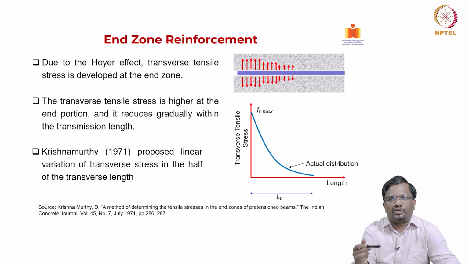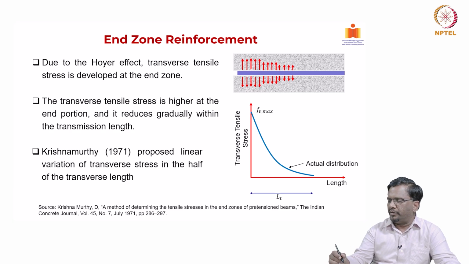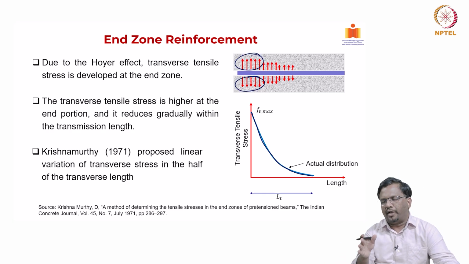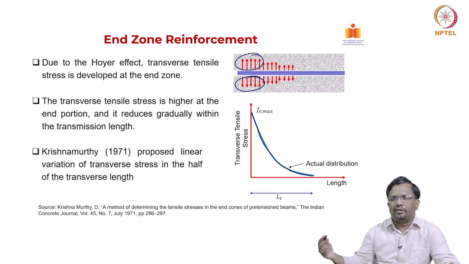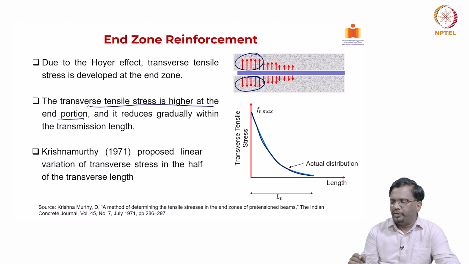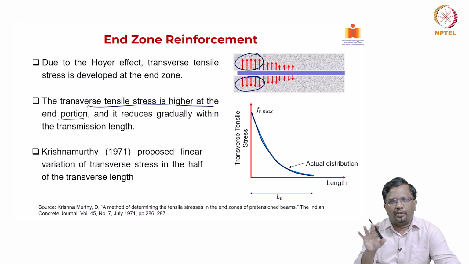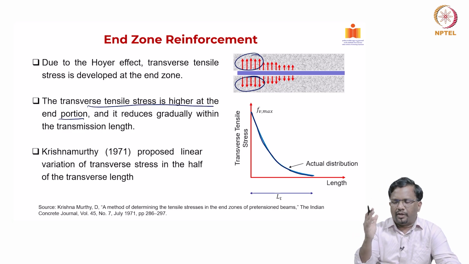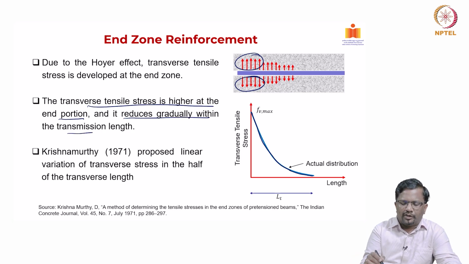Now how do we tackle this transverse tensile stress? They found that the actual distribution for this transverse tensile stress is like this. Okay. So, more tension will be there at the initial location, then it will die down. After the transmission length, the tensile stress will become 0, or near 0 I should say. So, the transverse tensile stresses are higher at the end portion, just at the location where the pre-stressing steel has shrunk, and at that location you are going to have high transverse tensile stresses, and it is going to reduce gradually within this transmission length.